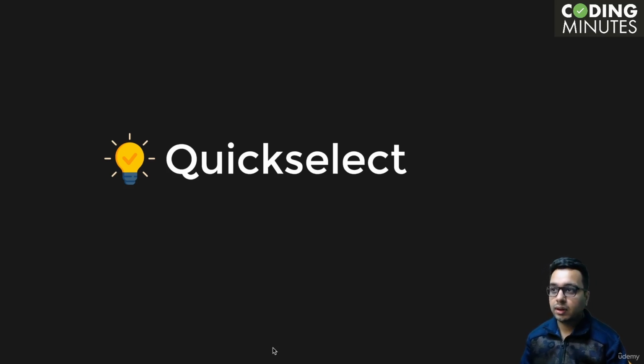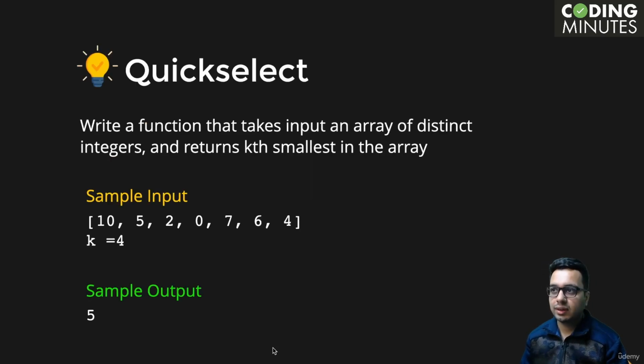So the problem that we are going to take is called quick select, and it says given an array, you need to write a function that takes as input an array of distinct integers, and it returns the kth smallest element of the array. So for example, this is the array given to you, and what would be the kth smallest element? Obviously the first approach that comes to mind is to do the sorting and find the kth smallest element, or maybe use a heap and find the kth smallest element.